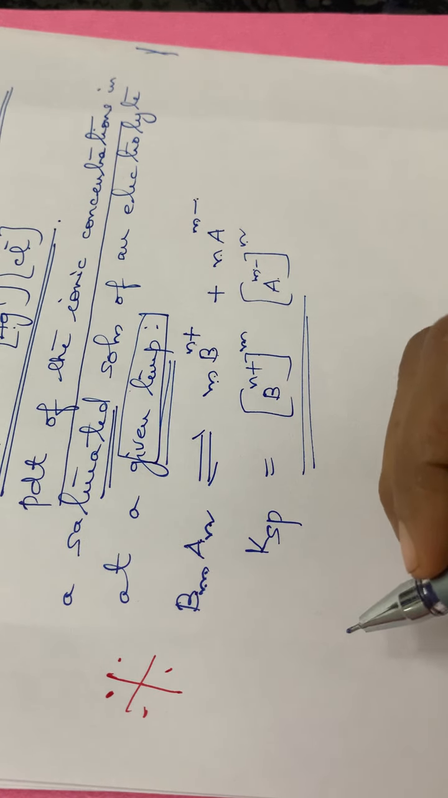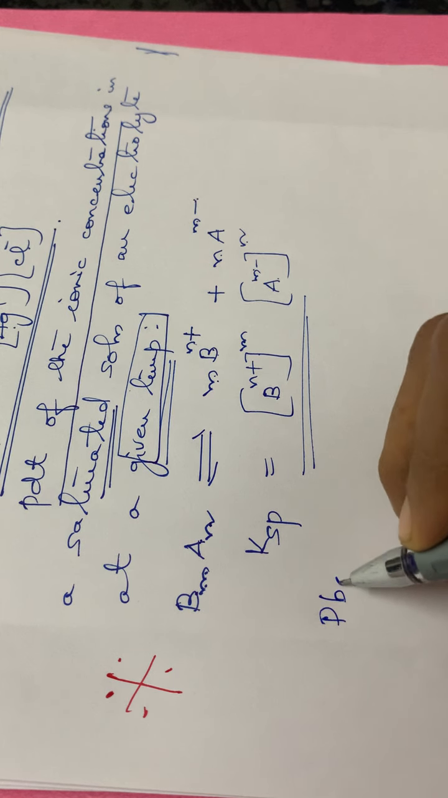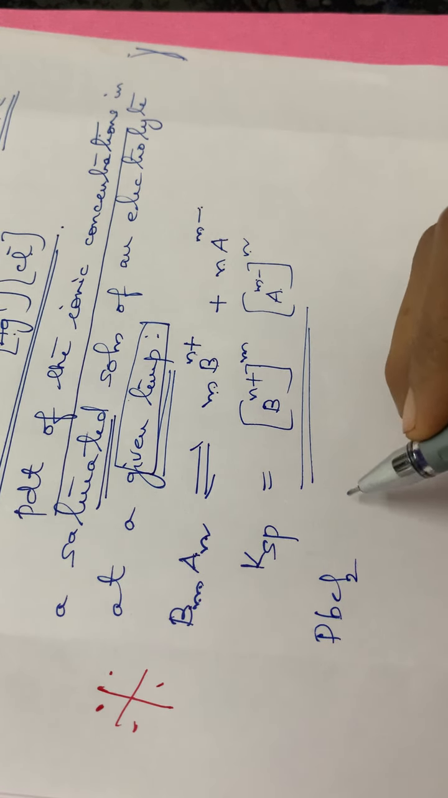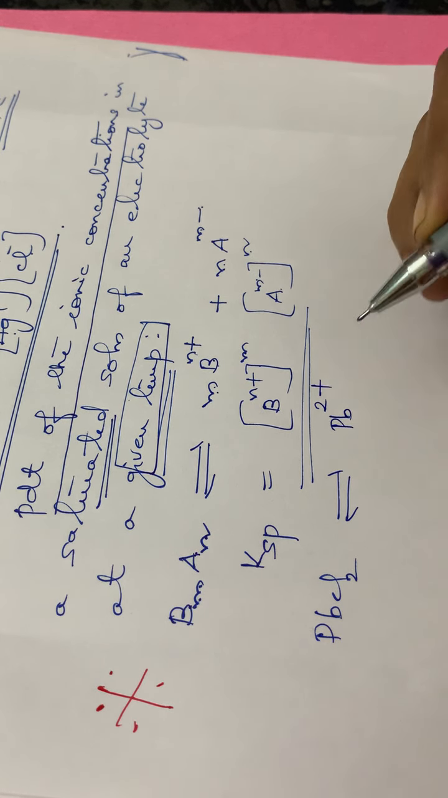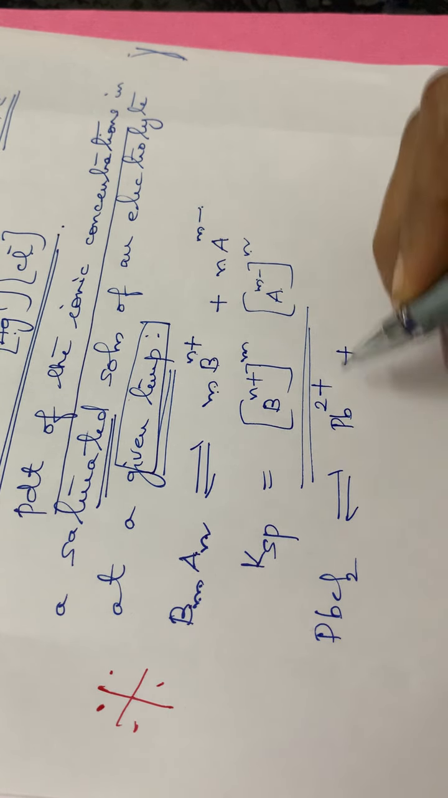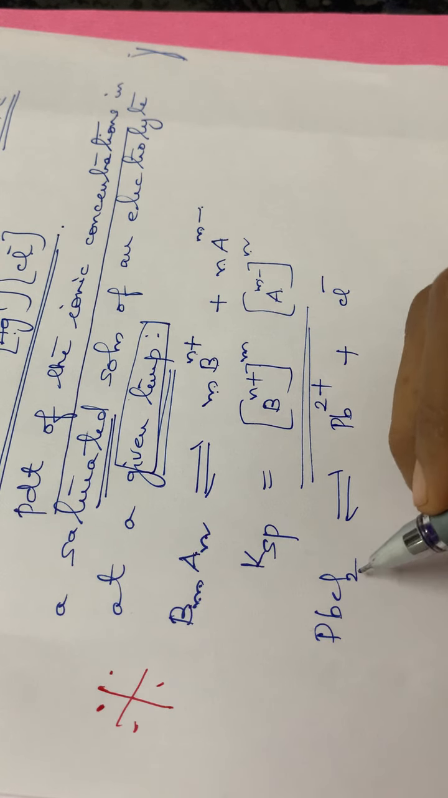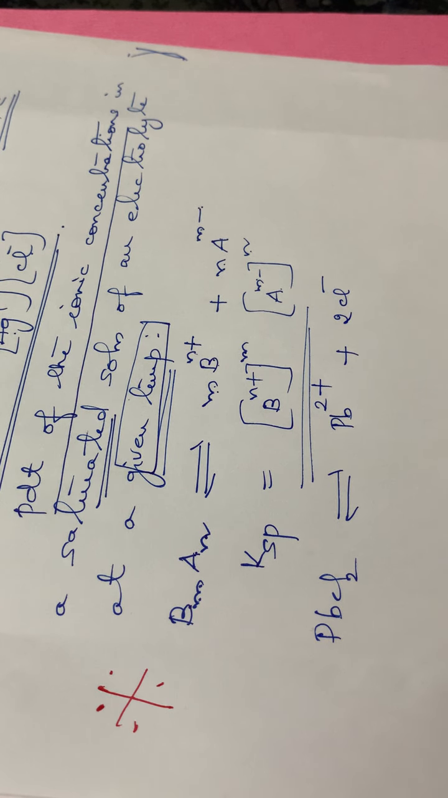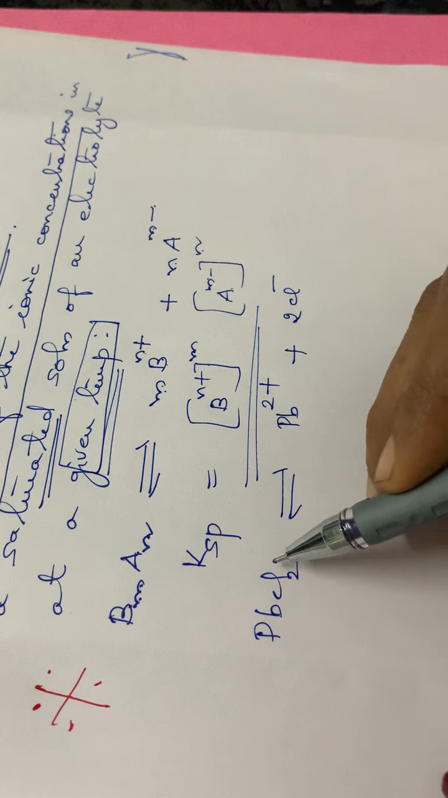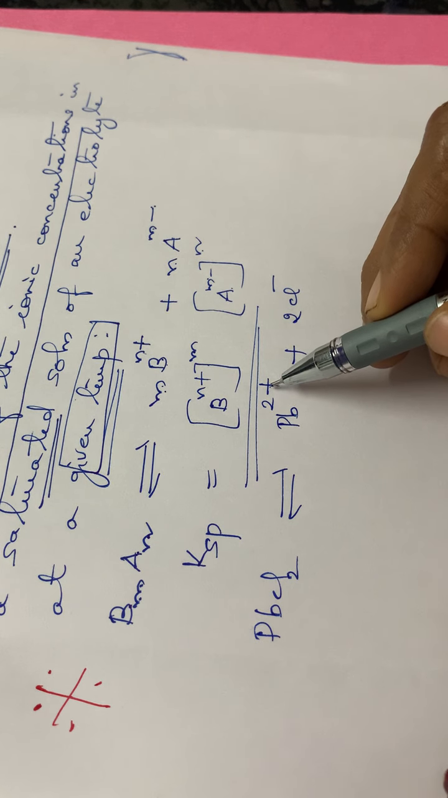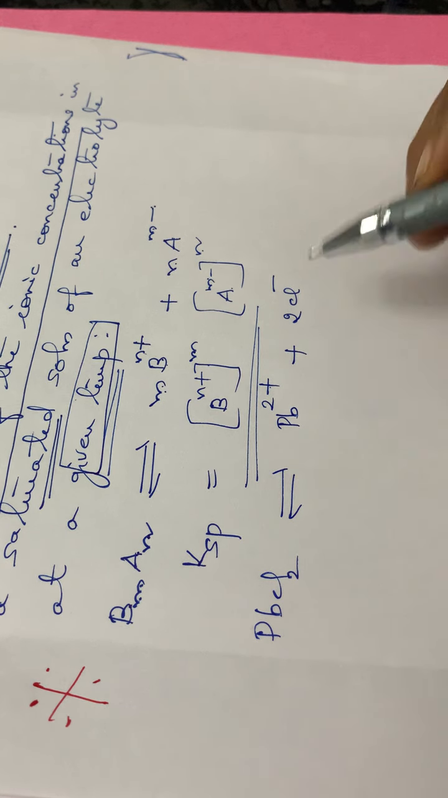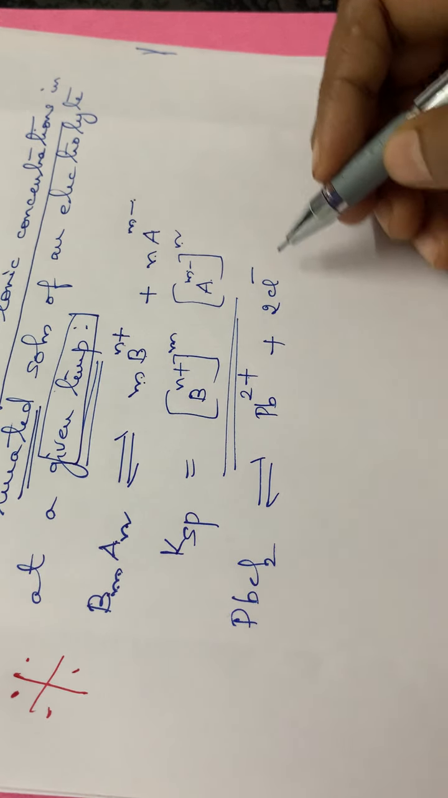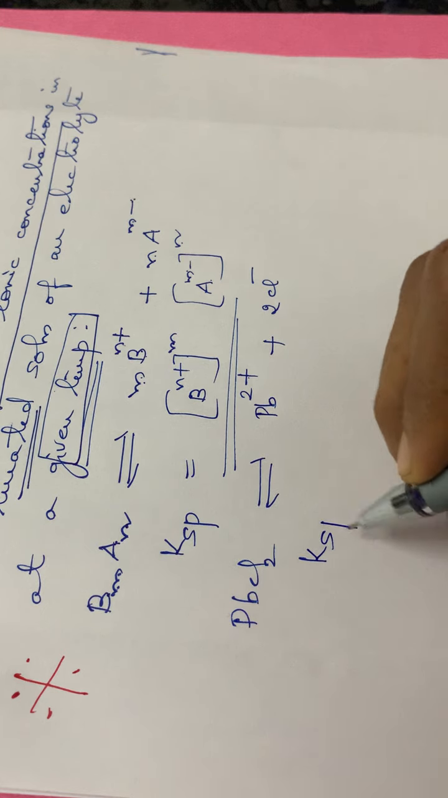Say for example, first equation, lead chloride, PbCl2. What is the charge of Pb? Pb2+, isn't it? And Cl is Cl-. So here how many chlorine? 2 Cl-. Okay, the general equation will be PbCl2, which will be ionizing as Pb2+ and 2 Cl-. Then you have to write the solubility product of this particular equation.